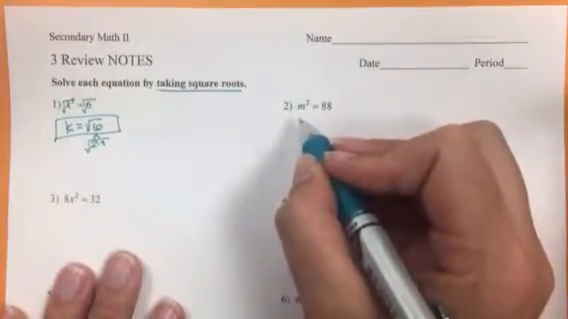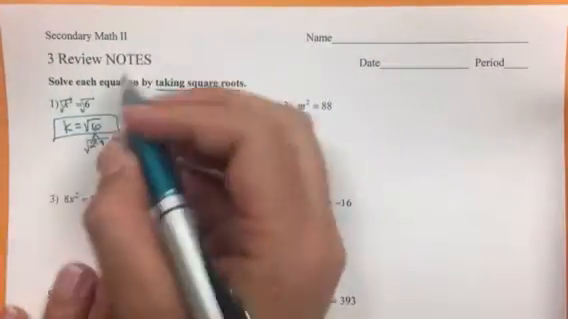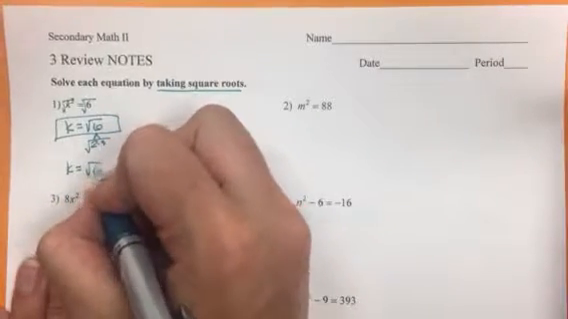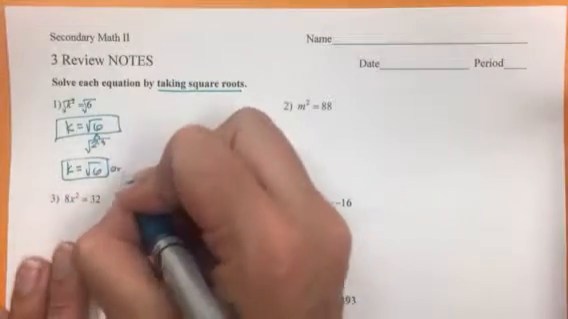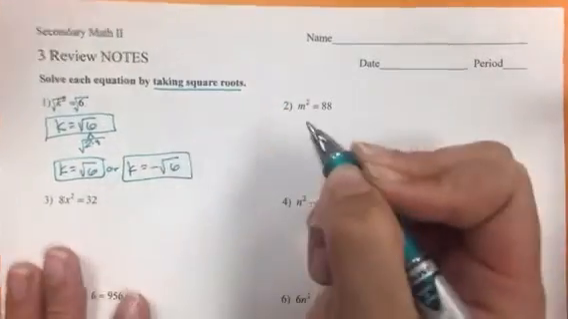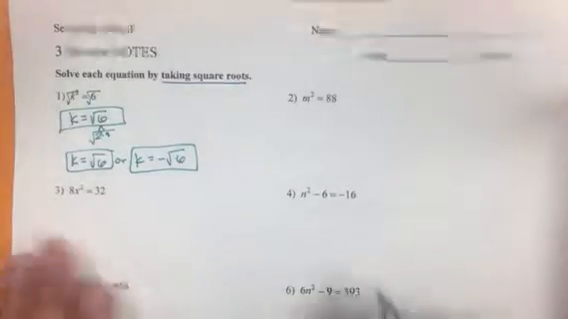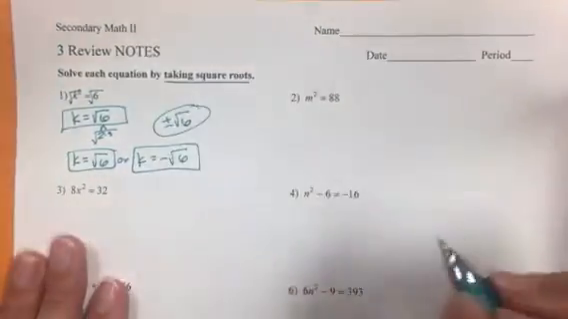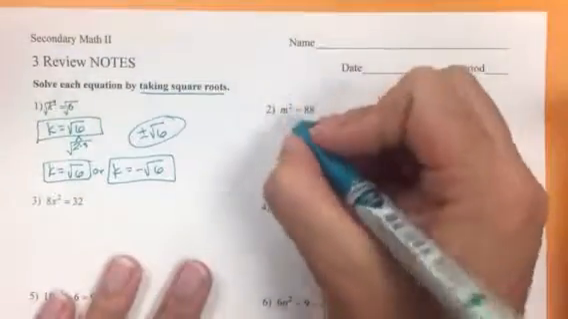On problem 2, when I square root, I almost forgot, we get a positive root 6 or a negative root 6. There can be two solutions. If you don't like writing it all out, you can put plus or minus root 6. Either way, I do not mind.